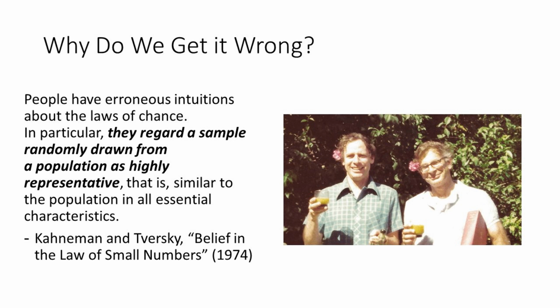And what's so interesting about their work is that they proved that not only do people think wrong, but that we think wrong in predictable ways. One of the ways that we do it is that we tend to overvalue a small sample as being very representative of the overall population.